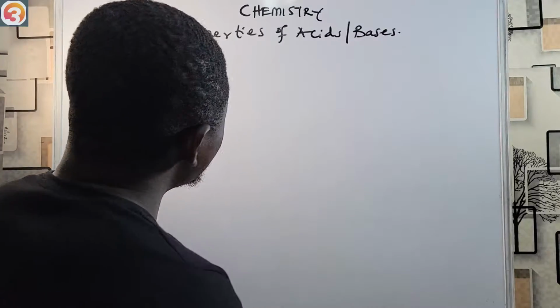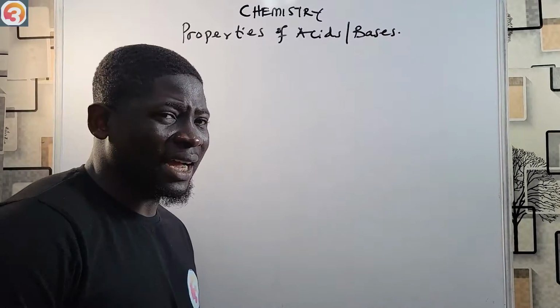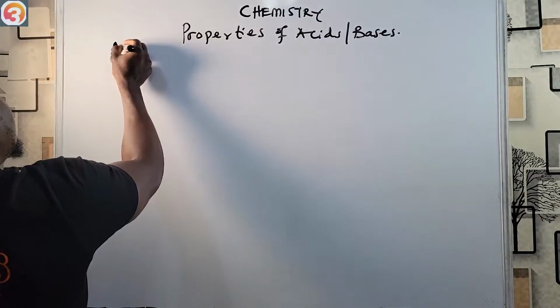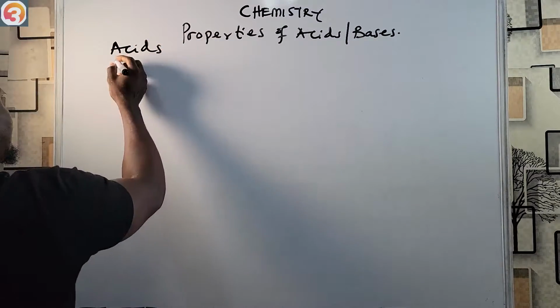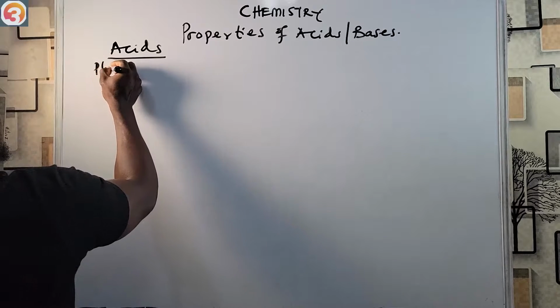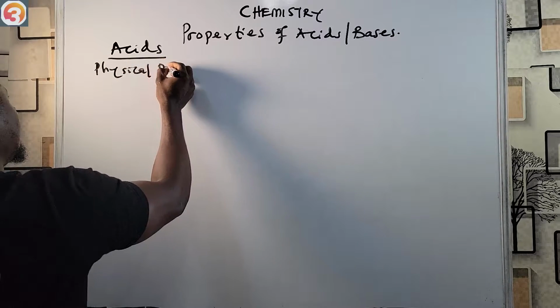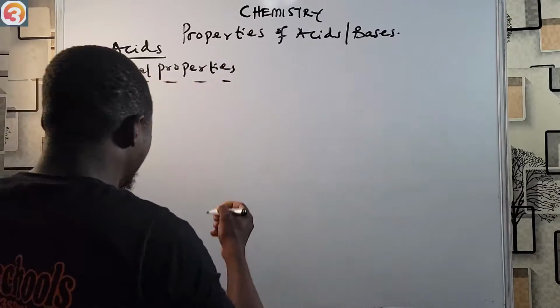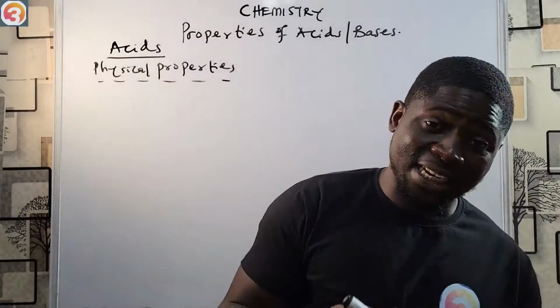All right, now I'm going to look into the properties of acids and bases. So let's start with acids. Let's look at their physical properties, the ones that you can see, that are glaring.